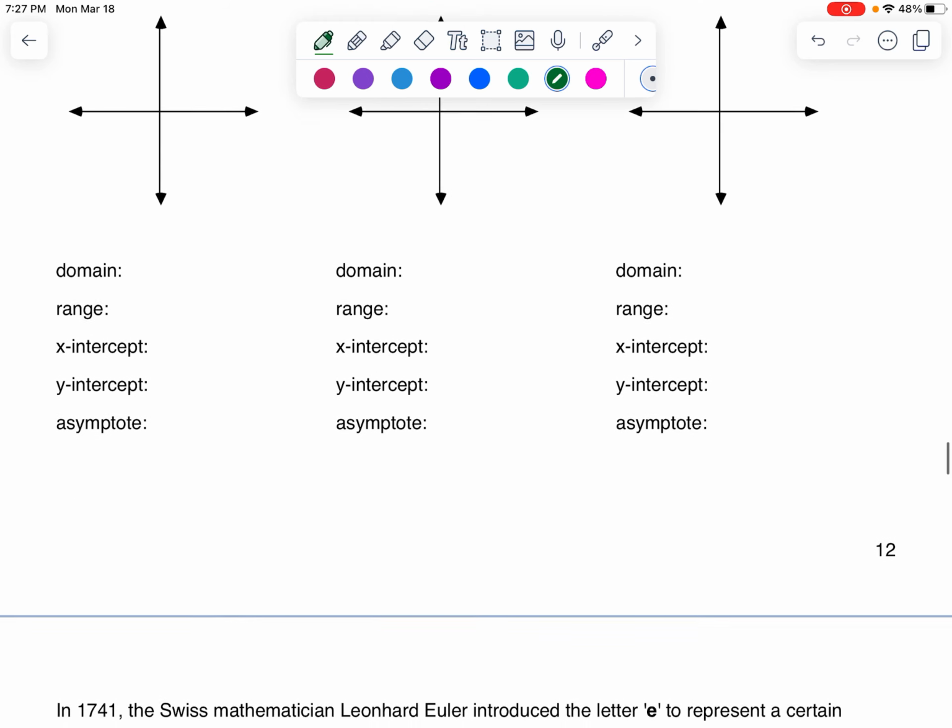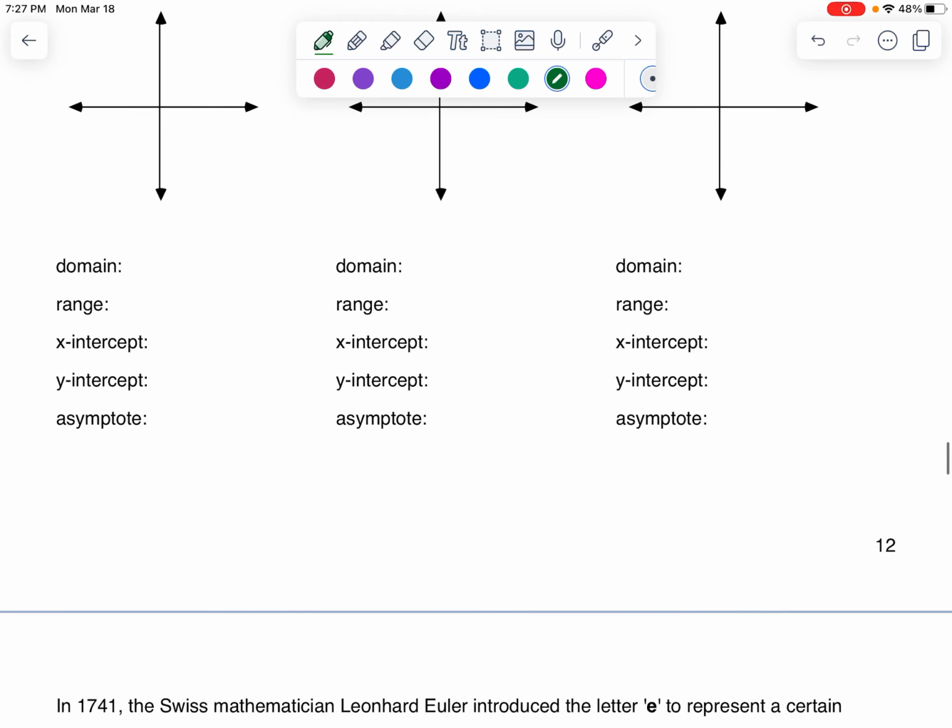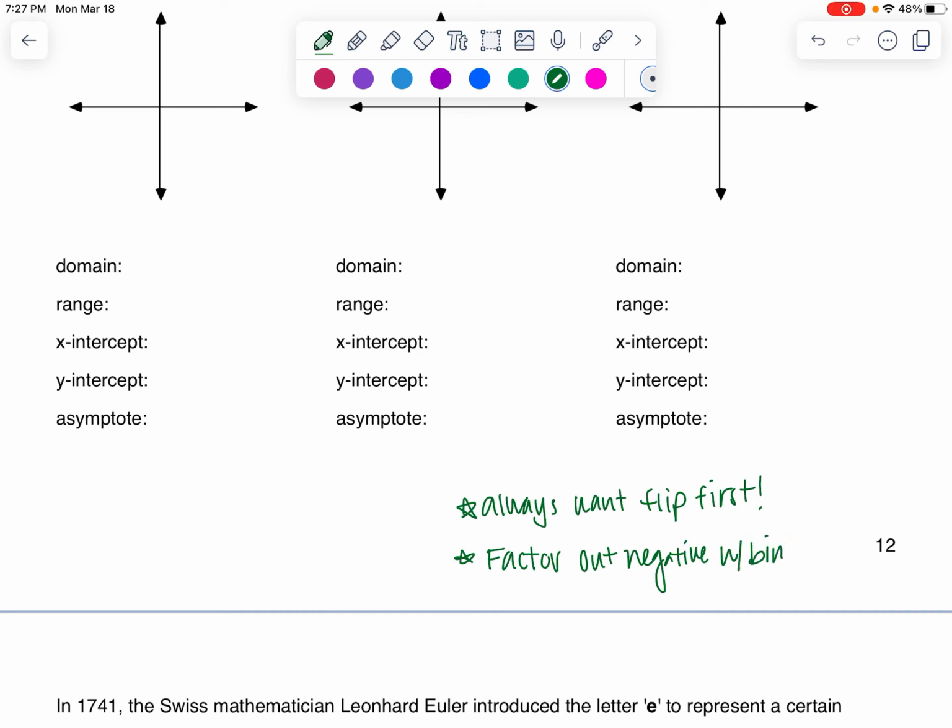One thing that I do want to note is that we always want to flip first. So when we're flipping over the x or the y, we always want to go ahead and flip that first. And then if there is a binomial, we want to go ahead and factor out the negative with our binomials. And this will come in handy in a little bit, but just make note of that.